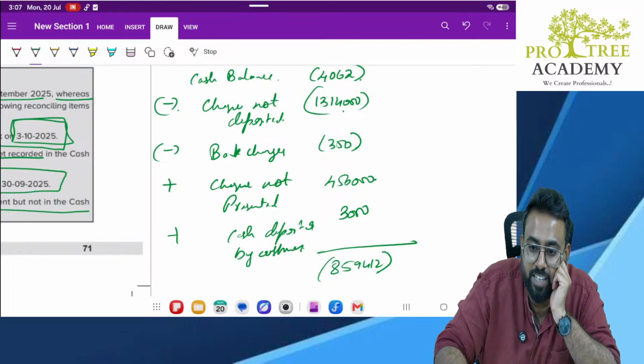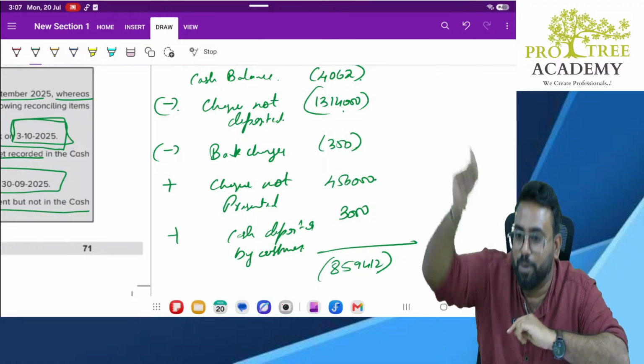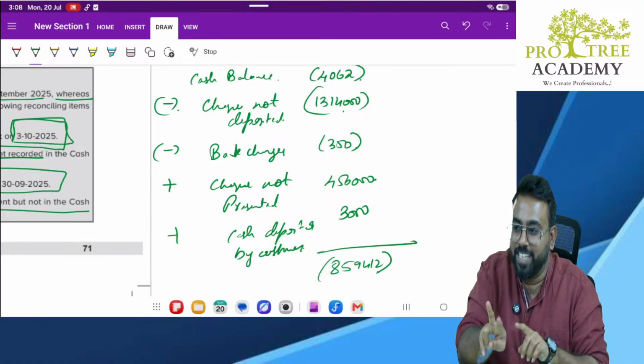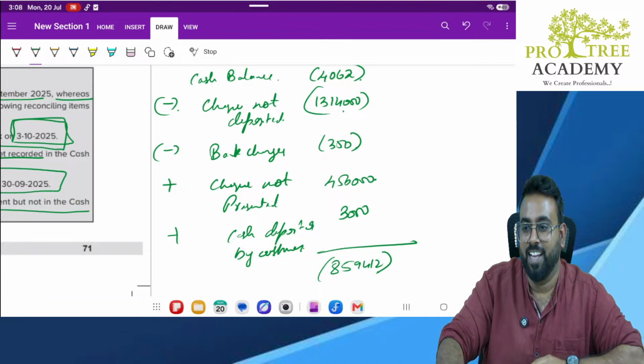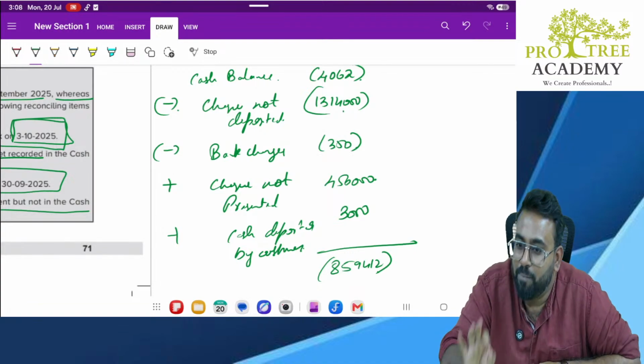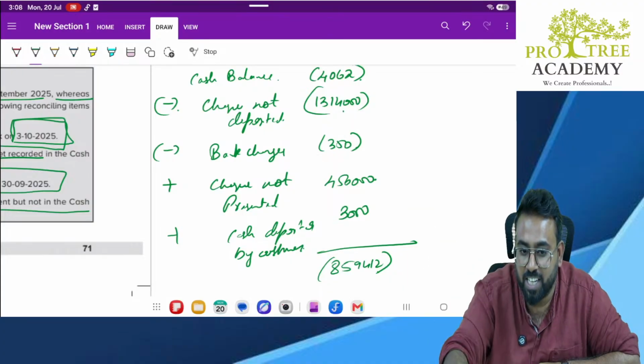Same mistake, huh? I will tell you why you have made the mistake. Shall I tell you? Because of the minus figure in the bracket in the opening balance, you started to think exactly the opposite. That is the mistake you have made. What did I tell you? I only said put it in brackets. Did I say that you change the nature of the transaction itself? No.